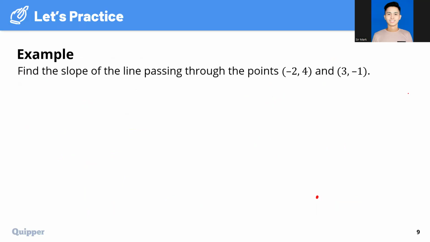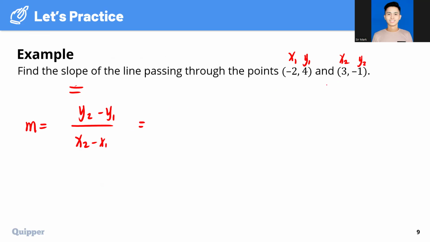Next, let's have this example. Find the slope of the line passing through points (-2, 4) and (3, -1). So same, let's label first x sub 1, y sub 1, x sub 2, y sub 2. We're solving for the slope. You write the formula. Slope equals y sub 2 minus y sub 1 over x sub 2 minus x sub 1. And then let's do substitution.